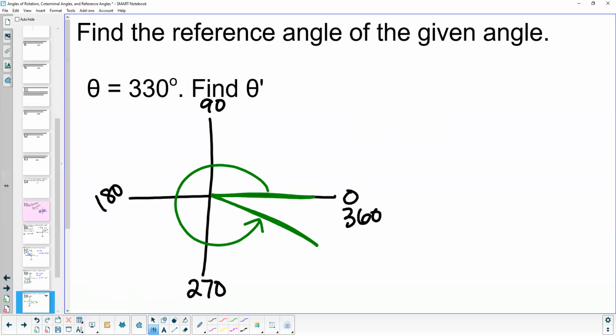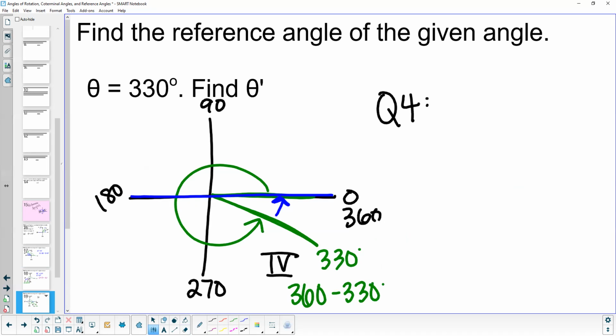Now, which side of our x-axis is it closer to? If this is our x-axis, it's definitely closer right here. And so how can we figure out how much closer it is? Well, if this is 330, to go to 360, we have to add 30. But if it was over here, that wouldn't always be the best case. So what we can do is really we're taking 360 and subtracting 330 degrees to get to that quadrant. And notice again how we're in quadrant 4 here. So in order to find our reference angle in quadrant 4, we're going to take 360 and subtract our standard angle.